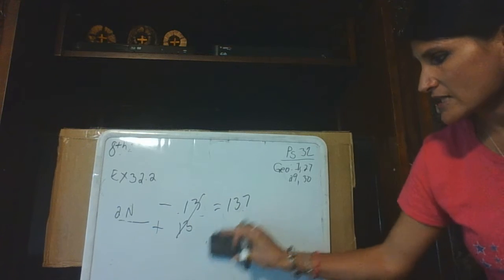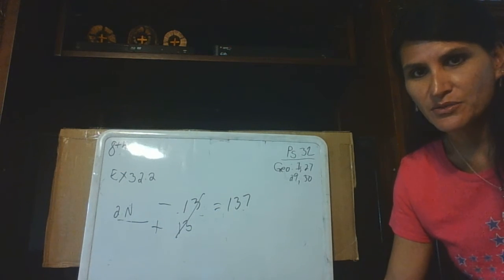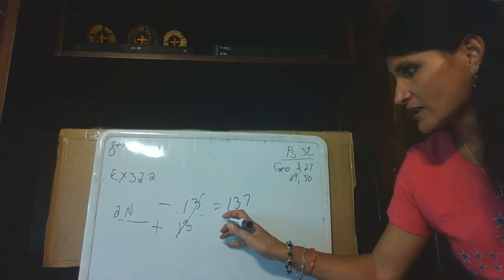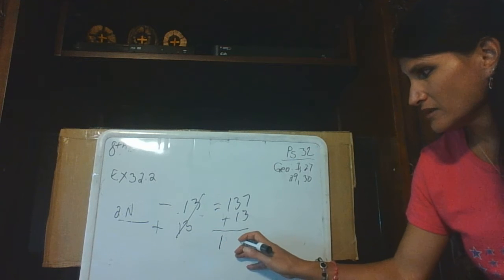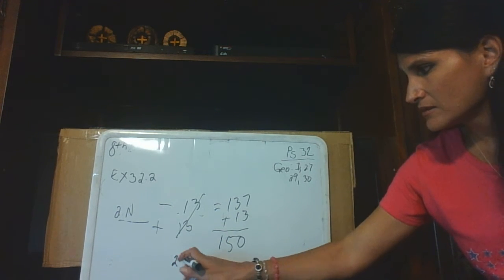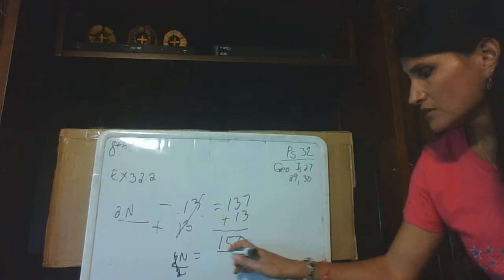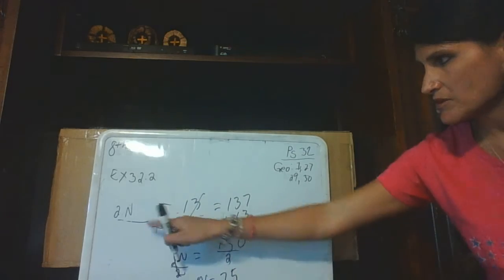So I'm going to go and fix that. Guys, if half the time you would just check your work, you'd see that a lot of the mistakes you make are simple like this, okay? So plus 13 instead of subtracting, and I'm going to end up with 150 equals 2n, divide by 2, and n equals 75.